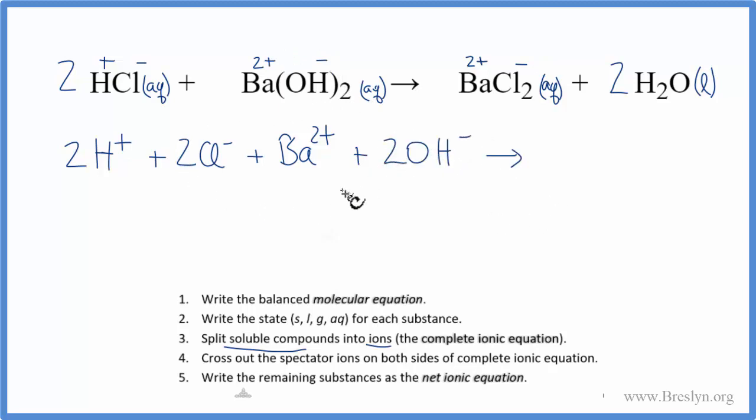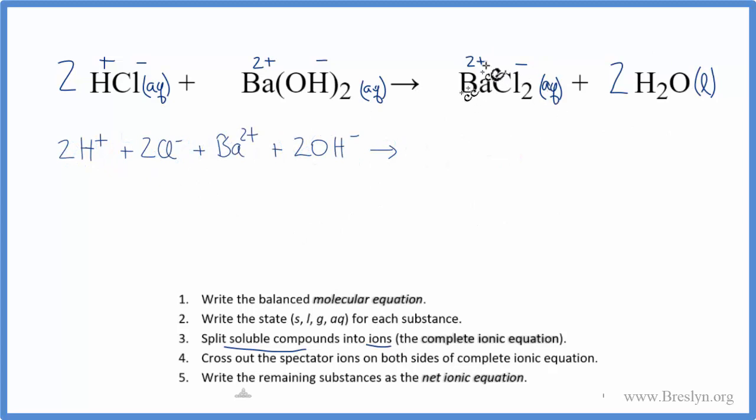Let's shrink this down a little bit. On the product side, we have the Ba2 plus, we have 2 of these Cl minus ions, these chloride ions. And then we have the water, 2 of them, 2 water molecules. I didn't write the states of these. These are all aqueous except the water, that's a liquid. I'll do that when we finish up.